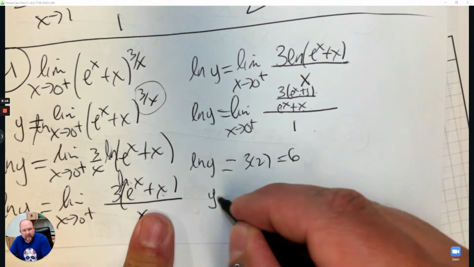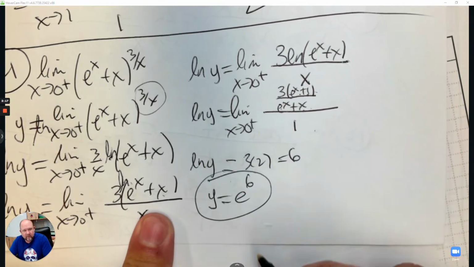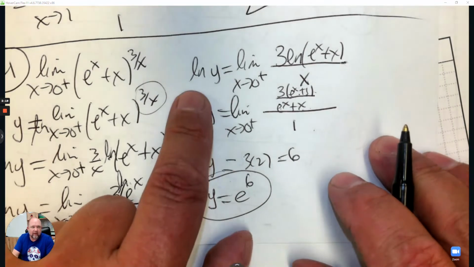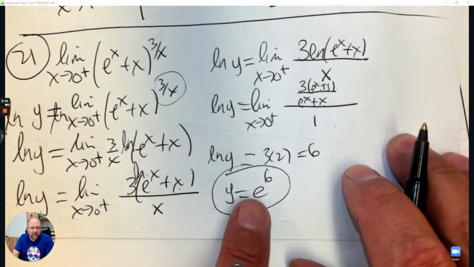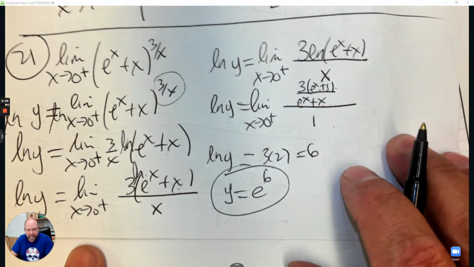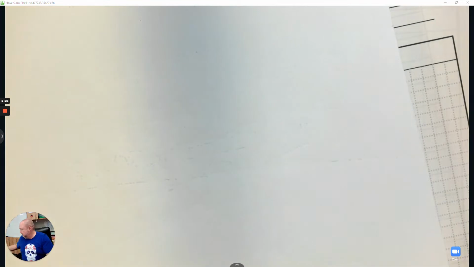And then to get y by itself, that's what y equals from the very beginning. So the answer is e to the 6th. 22.